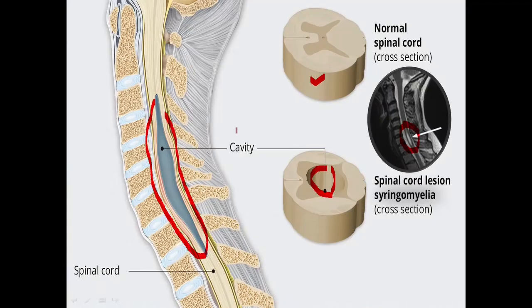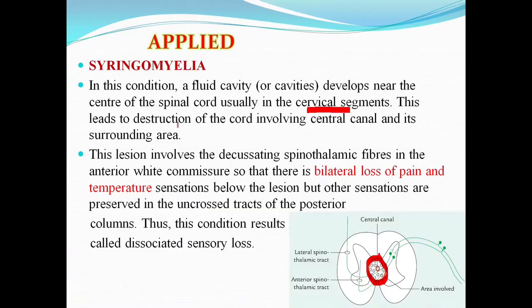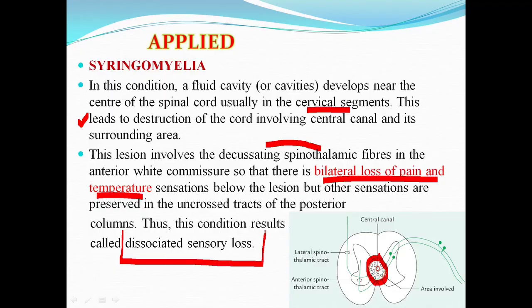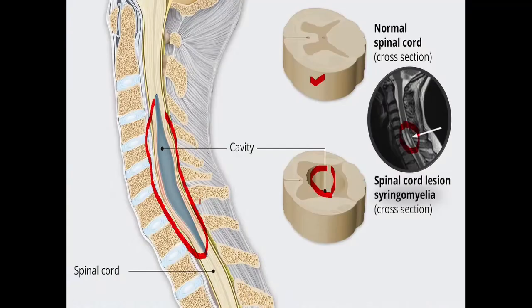Once this cavity has developed, it leads to destruction of the cord involving the central canal and its surrounding area. Finally, it leads to a lesion involving the decussating spinothalamic tracts, leading to bilateral loss of pain and temperature sensations. And this leads to dissociated sensory loss, termed syringomyelia.